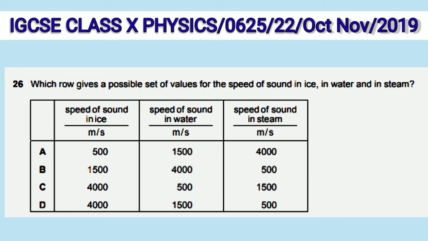Maximum speed of sound will be in ice which is solid, and the speed is 4000 meter per second. Next will be water or liquid. Speed of sound here is 1500 meter per second. And last will be speed of sound in steam which is 500, that is in gaseous medium. So option D is the correct answer.